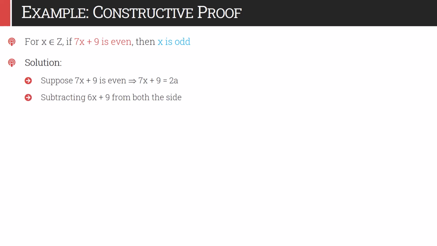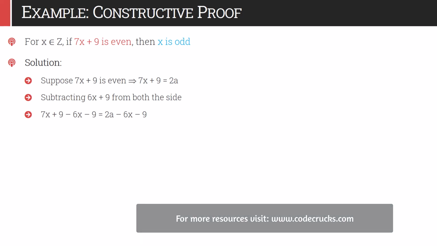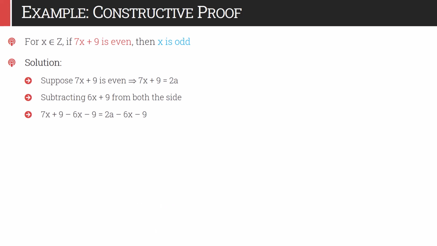Fine. So let us subtract 6x plus 9 from both the sides. So we have only x on the left hand side. So that will ensure that 7x plus 9 minus 6x minus 9 is equal to 2a minus 6x minus 9. Why we chose this number 6x plus 9? Because we want x on the left hand side, because we have to prove that x is odd. So if we subtract 6x plus 9 from the left hand side of the equation, then we will have x on the left hand side. So ultimately this equation will reduce to x is equal to 2a minus 6x minus 9.